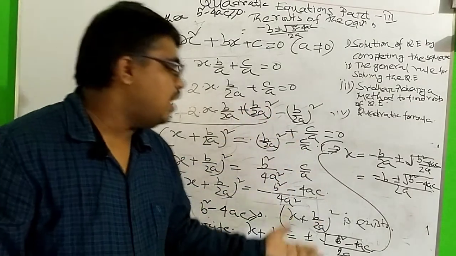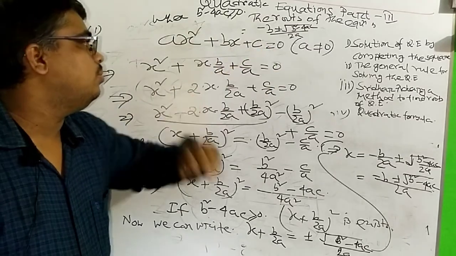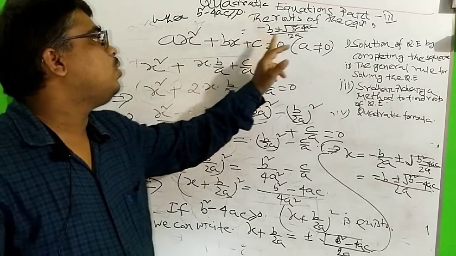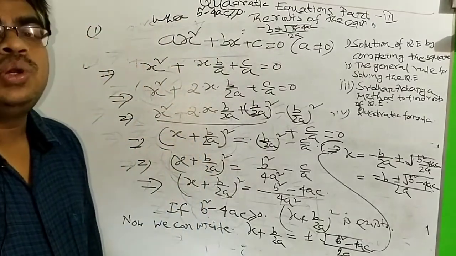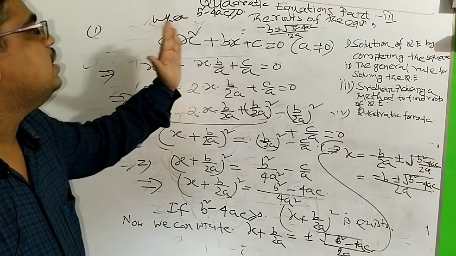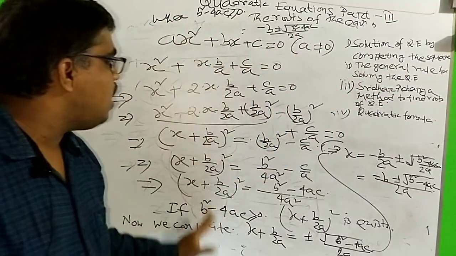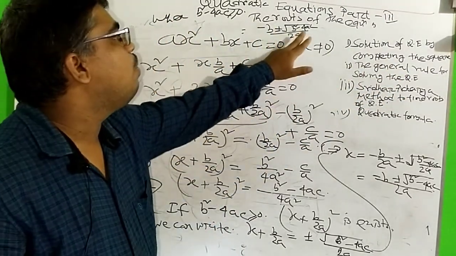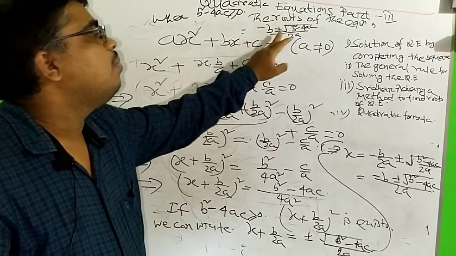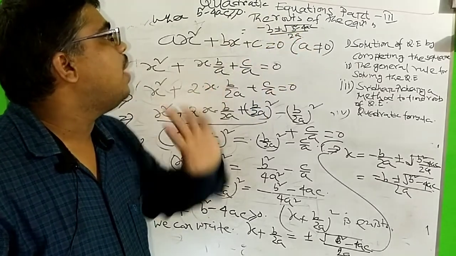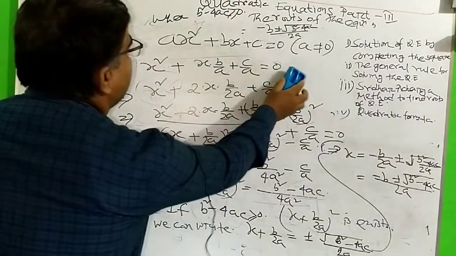Is it clear? So thus the root of the equation ax square plus bx plus c equal to 0 is minus b plus minus root over b square minus 4ac by 2a, provided b square minus 4ac is greater than or equal to 0. This is the general rule for solving the quadratic equation. Clear?